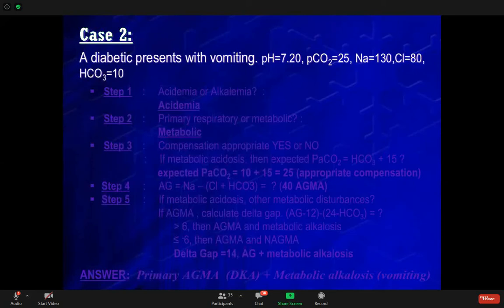So we want to take it from here. So وش أول step حق first step حقتنا؟ شوف البي اتش عشان نحدد هل هو اسيديميا ولا الكليميا. Okay, perfect. What do you think is going on here? تمام. البي اتش عندي هنا يا دكتور 7.2 فيكون اسيديميا. Perfect.